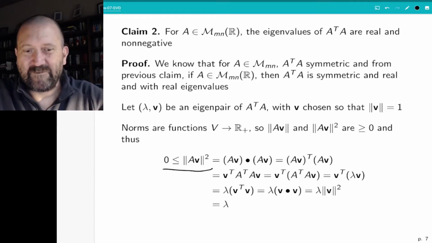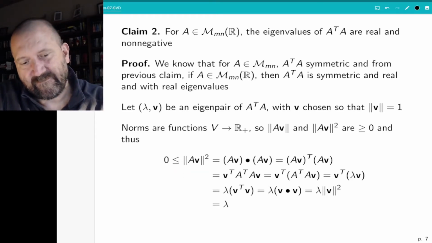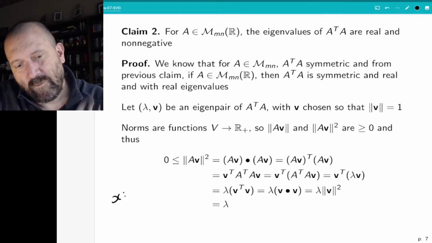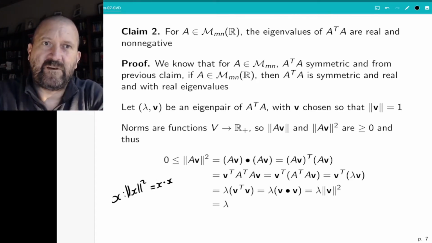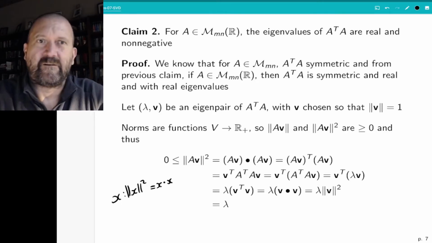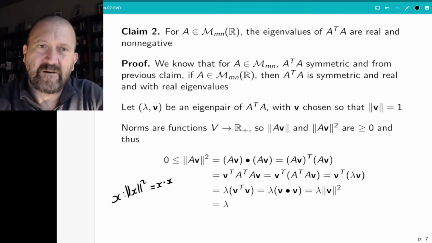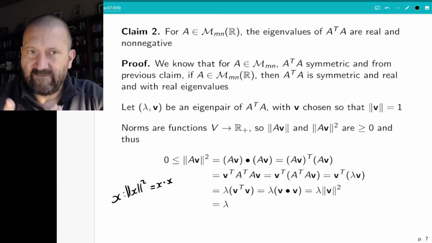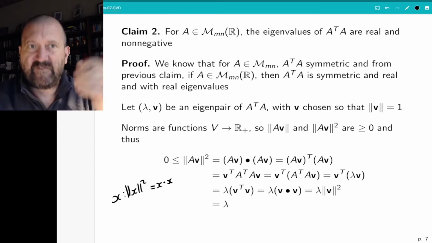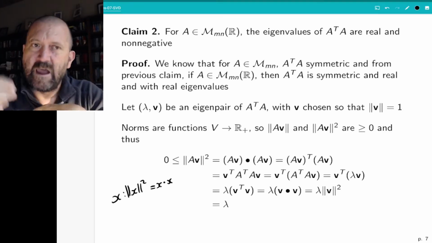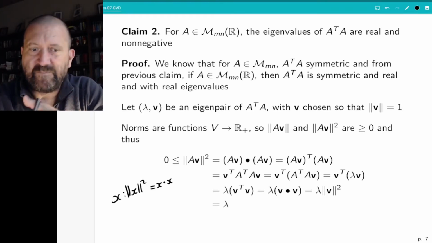That is completely correct. But recall that for any vector x, the norm of x squared is equal to the dot product of x with itself. That's a property of dot products and norms that we saw in the review of linear algebra at the beginning of the course, and it is a very important property. So the norm of AV squared is equal to AV dot AV. I'm simply using this equality that I just wrote.